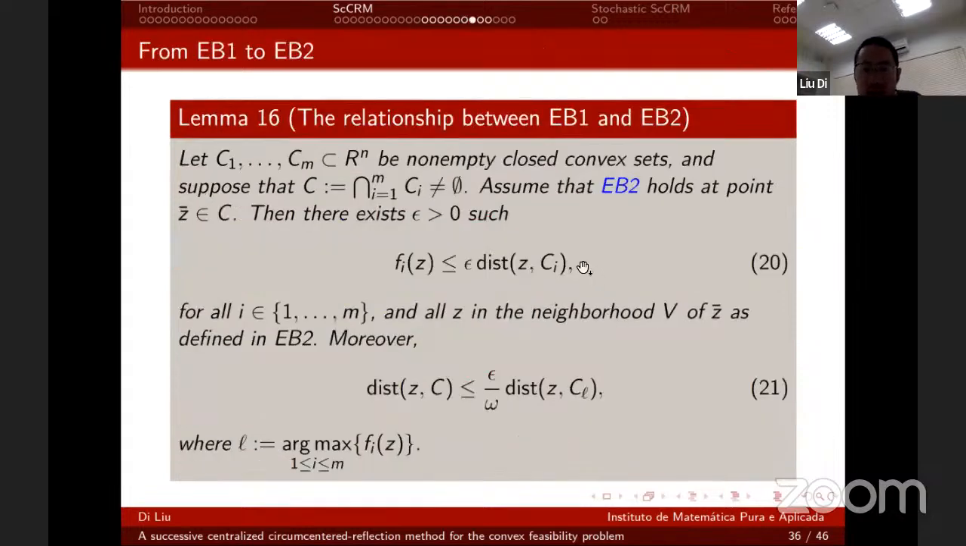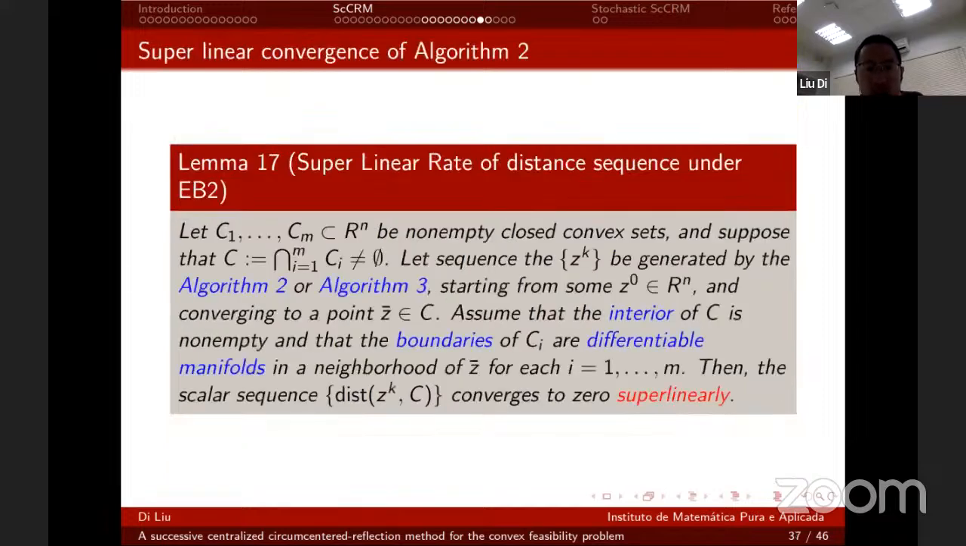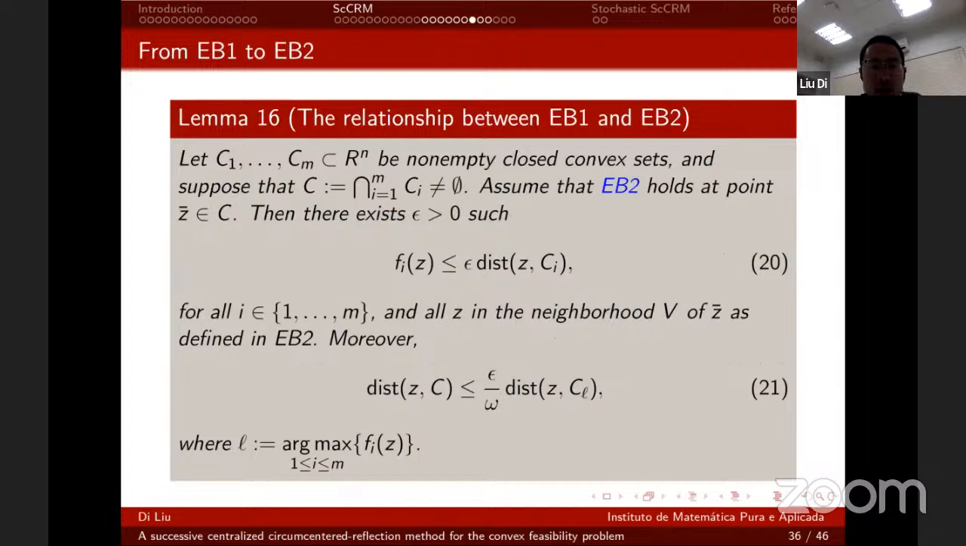And this is what I said, the relationship between EB1 and EB2. We assume EB2 holds, then we can get EB1, but with a different coefficient here. Okay, so with this lemma, we can get the linear rate also for algorithm 3, which means the most violated constraints in the function value version. We can get the linear convergence rate.